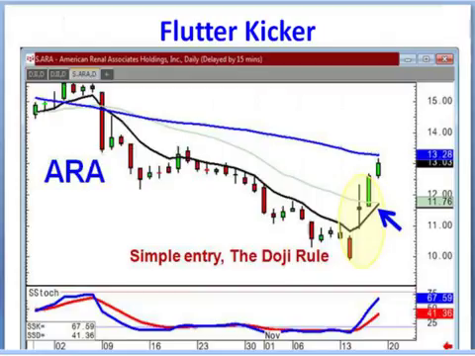Yes, a flutter kicker signal usually has a gap up and a doji. Then it opens positive the next day. So the flutter is that indecisive trading day.